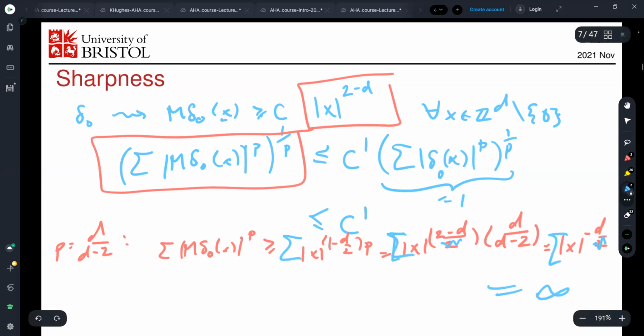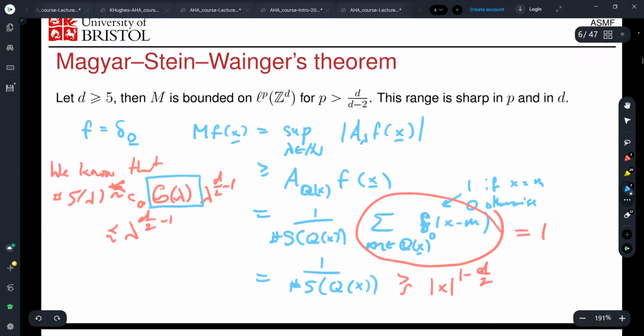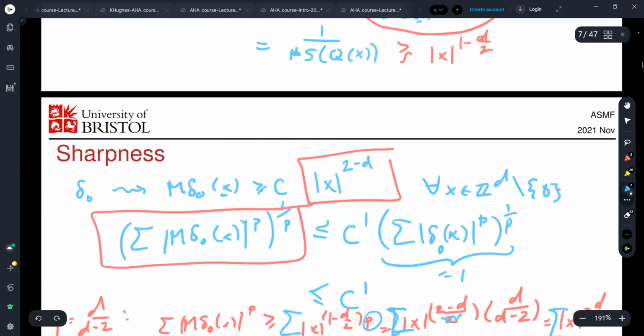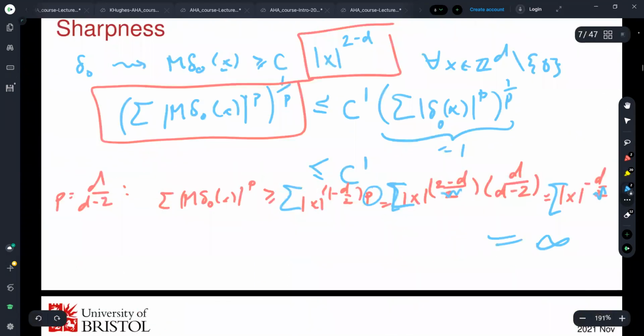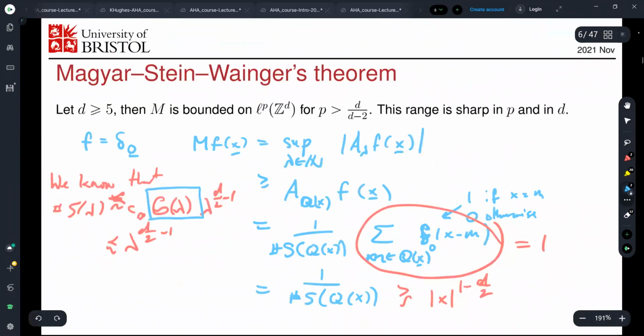And for smaller p, it only gets worse, right? This is going to be an exponent here, that minus d, that is even smaller, so has less decay and it still diverges. Great, so that's why the Magyar-Stein-Wainger theorem is sharp in the range of p. Let's discuss in the range of d. Oh, didn't get there. This was assuming d was greater than or equal to 5, remember. Right here. For d greater than or equal to 5 by our first lectures.